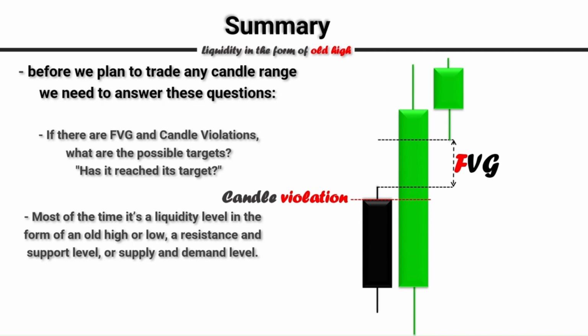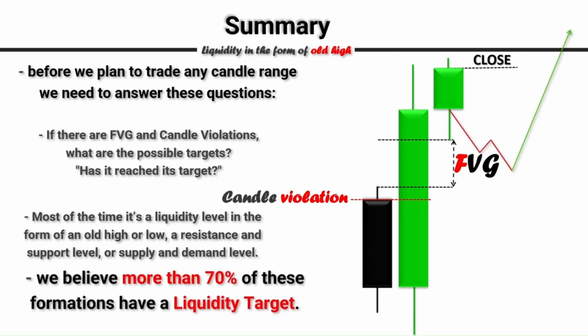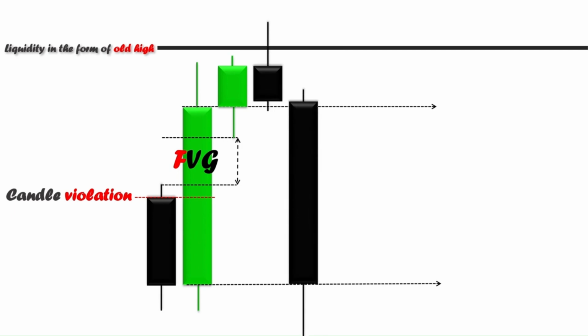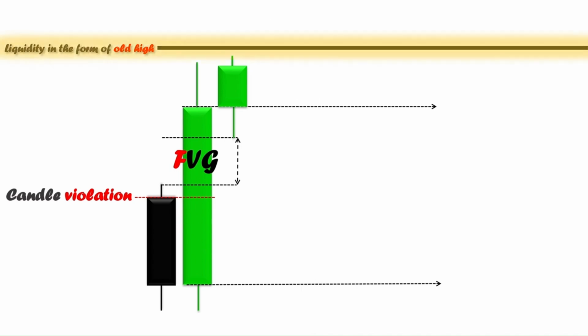Imagine a candle's range that the next candle forms as the opposite colored candle, violates the previous candle, and closes at this level. We believe more than 70% of these formations have a liquidity target. If this drastic move reaches the expected liquidity level even by the next candle wick, this candle range has the expected conditions to trade. However, if this move fails to reach the liquidity level even during the manipulation phase, it is not considered safe to trade within this candle range.